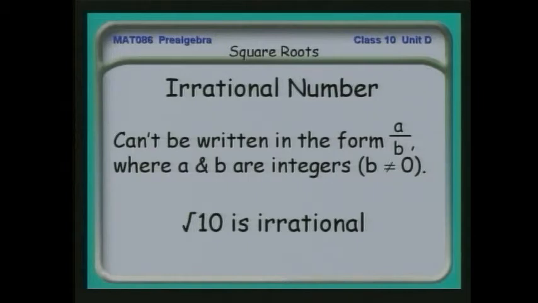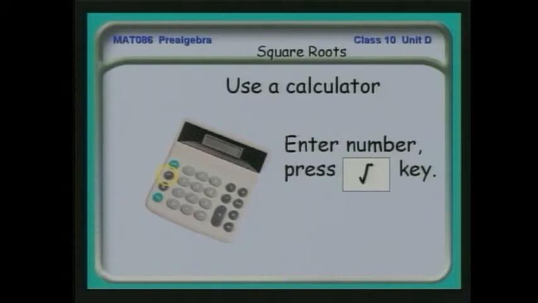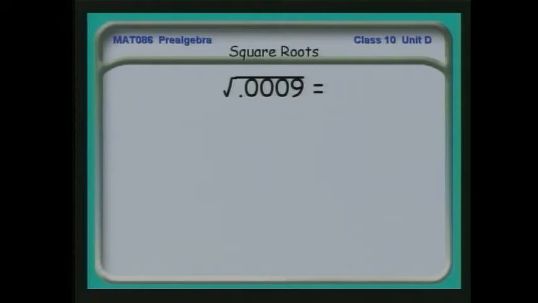Then we talked a little bit about irrational numbers, numbers that can't be written in the form of a ratio, a over b, in the form that looks like a fraction. And we saw that sometimes when we deal with square roots, they are irrational numbers. They can't be expressed easily. They're going to have a lot of decimal places. The easiest way to express those is by using your calculator. And there are a few tricks.